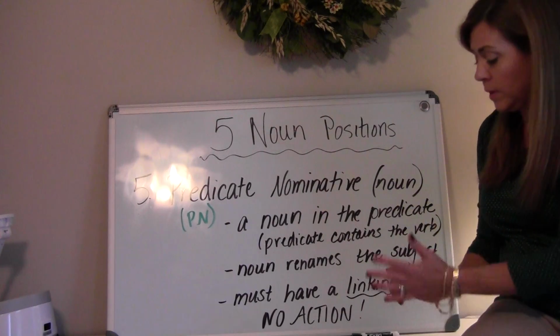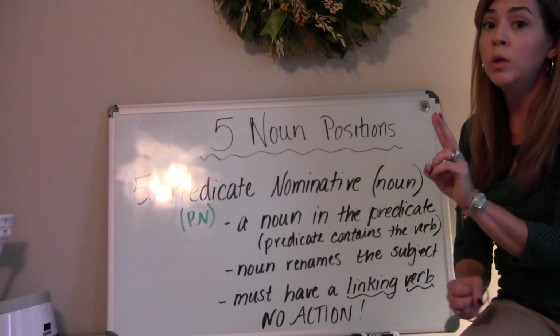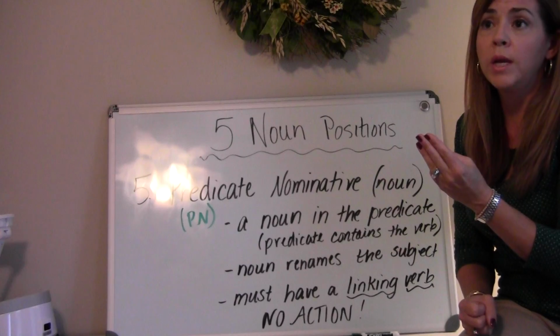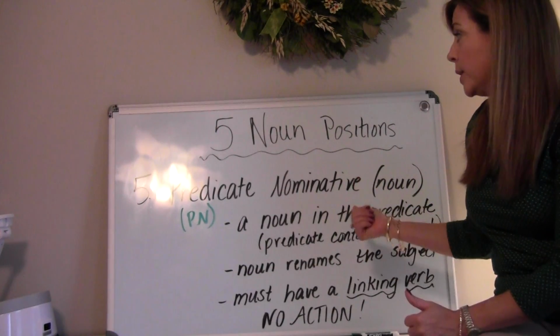So, 5 noun positions. 1, subject. 2, object of the preposition. 3, direct object. 4, indirect object. And 5, predicate nominative.